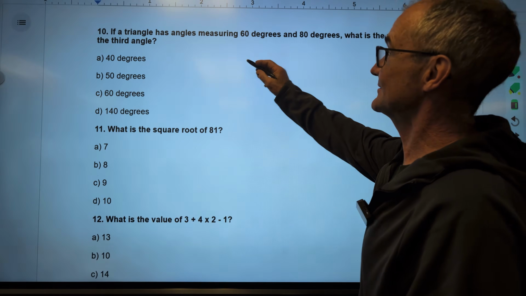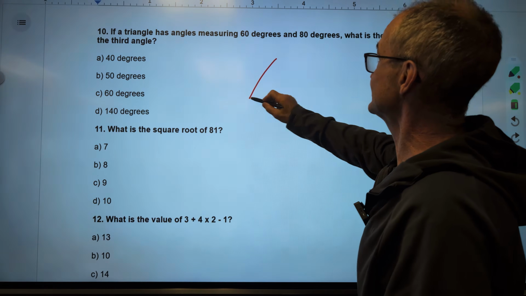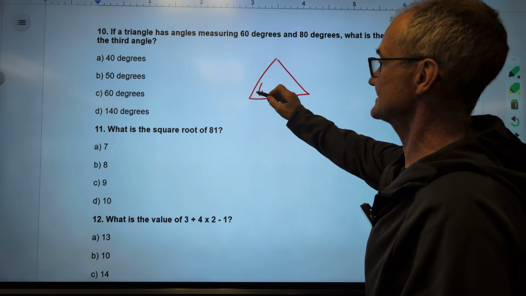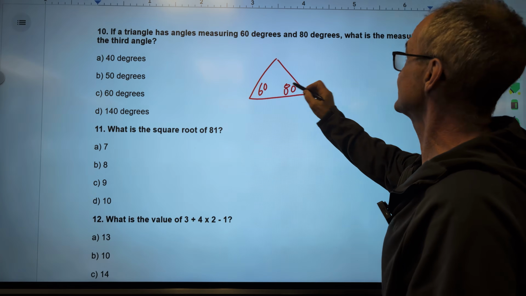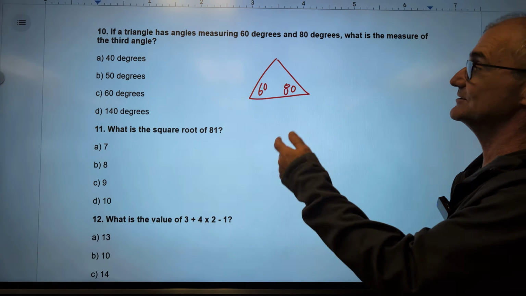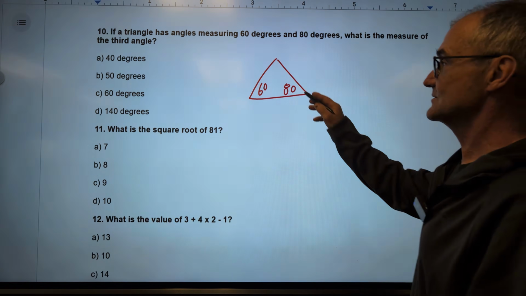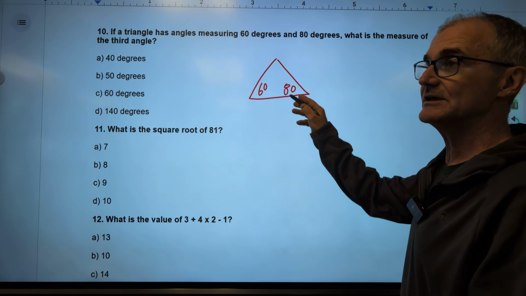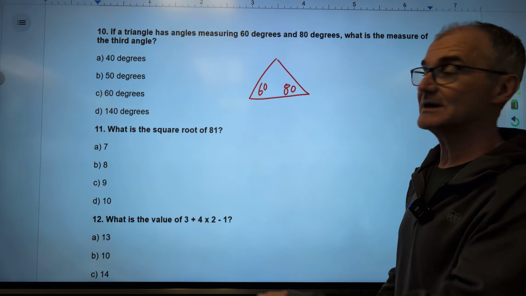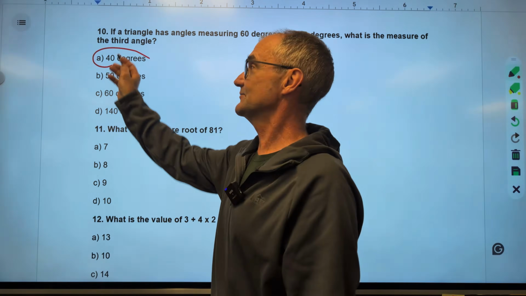If a triangle has angles measuring 60 degrees and 80 degrees, what is the measure of the third angle? All three angles add up to 180. So 60 and 80 is 140. 180 minus 140 is 40 degrees.